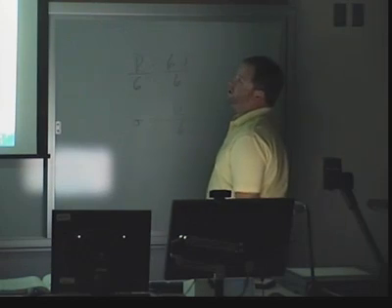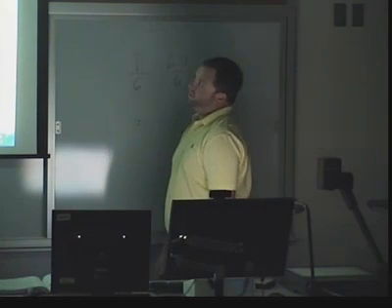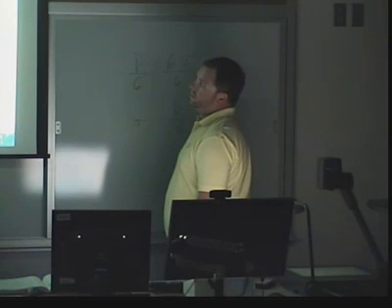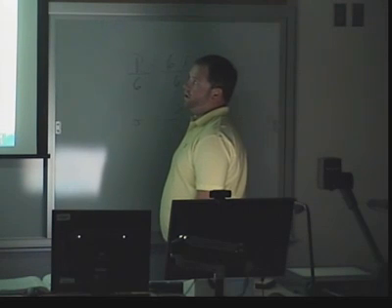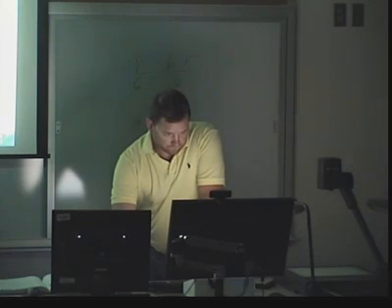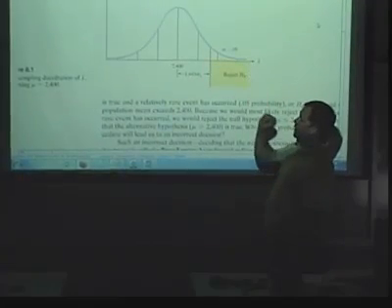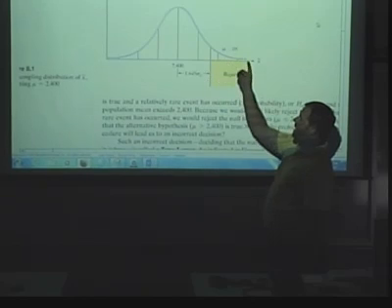So H naught was defined as mu being less than 2400. The alternative was mu being greater than 2400. All right? So let's look at what's going on here. There's 2400. Here's our alpha. Alpha is 0.05 right here, right? So we reject H naught if this happens.